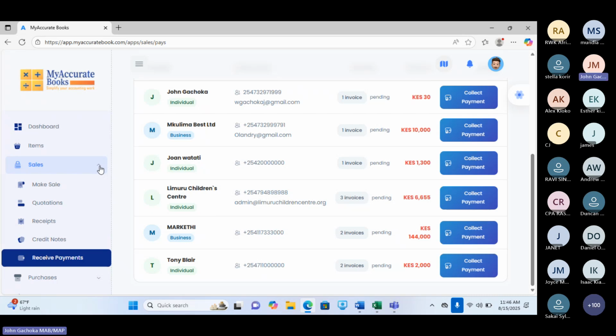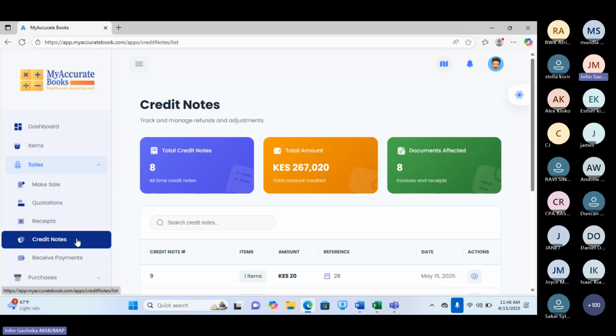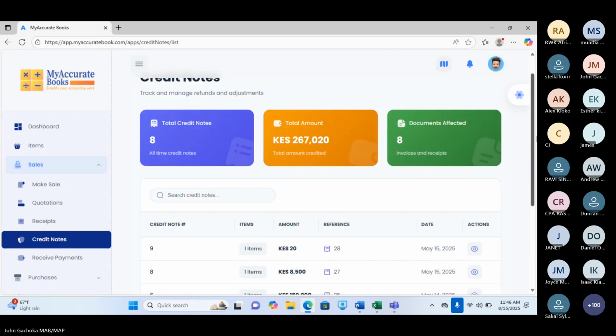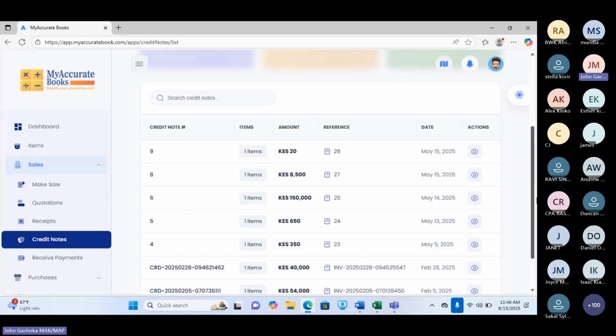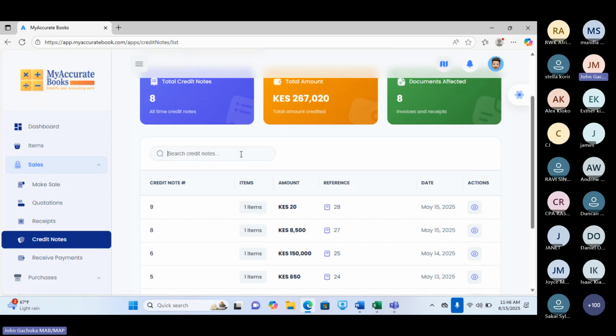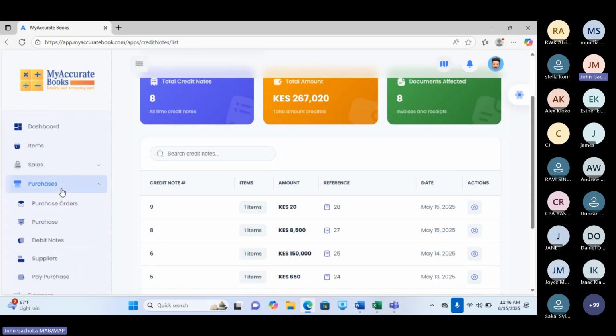Now, in the event that you made an error in a transaction, for your accounts to balance, you can generate a credit note. So among the listed items, you can search for the invoice or the receipt, basically the invoice, and create a credit note in that regard. When it comes to purchases, this is where you generate your purchase order, which you send to your suppliers.